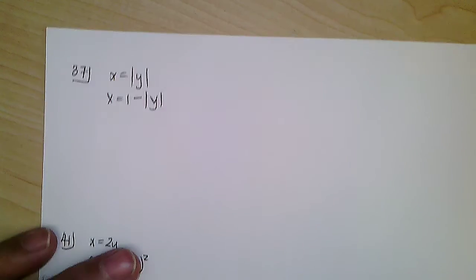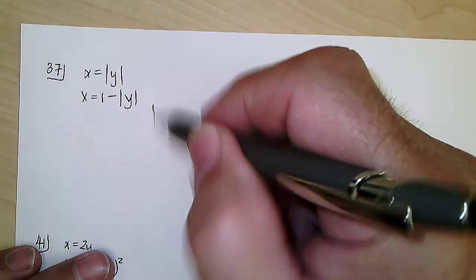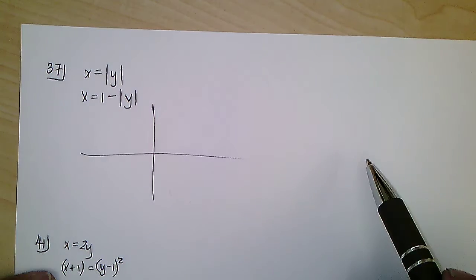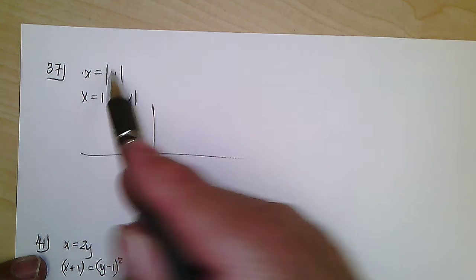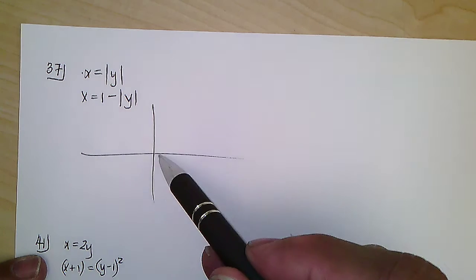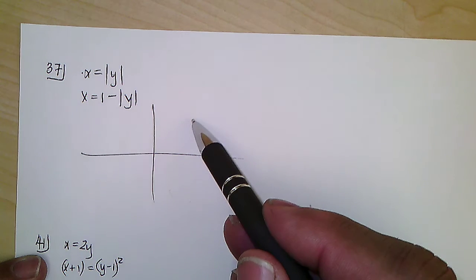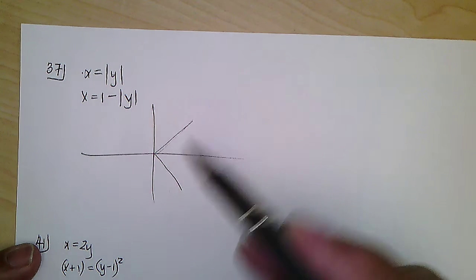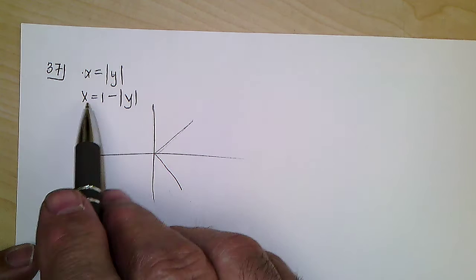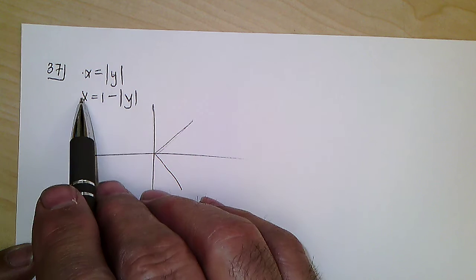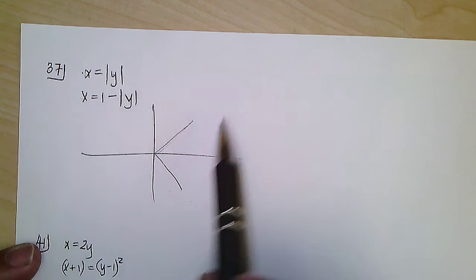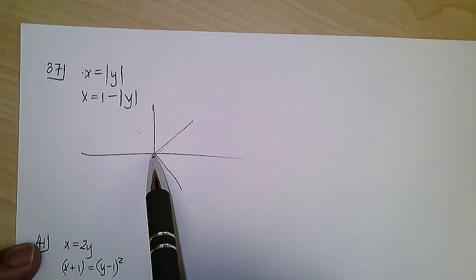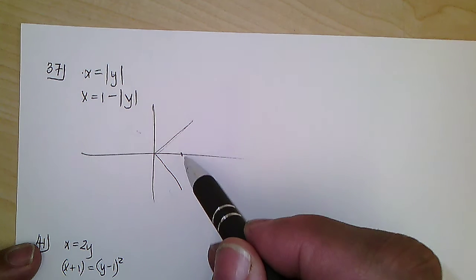37. Y equals absolute value of x looks like this. So x equals absolute value of y would look like this, not a function. And x equals minus the absolute value of y would be this way, with a plus 1 would move it over 1.